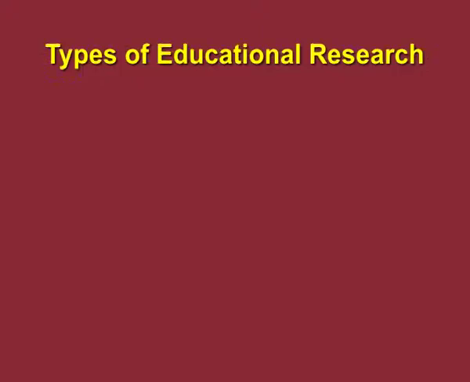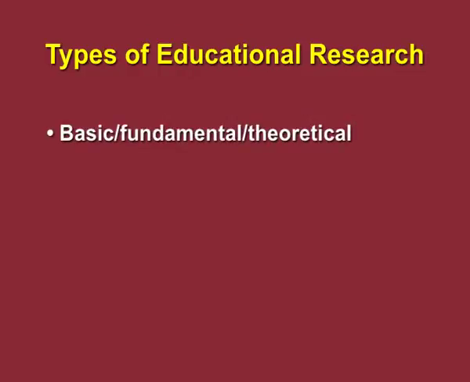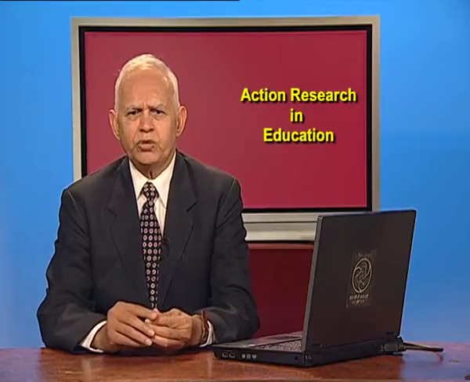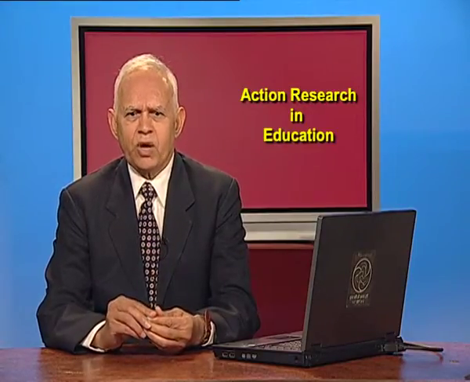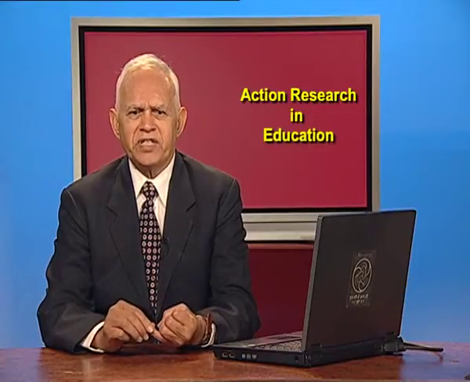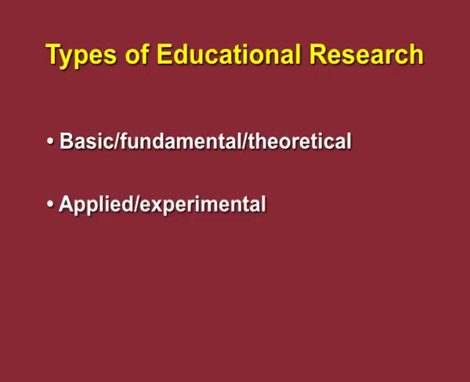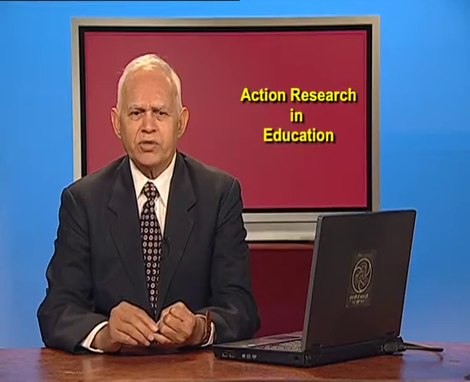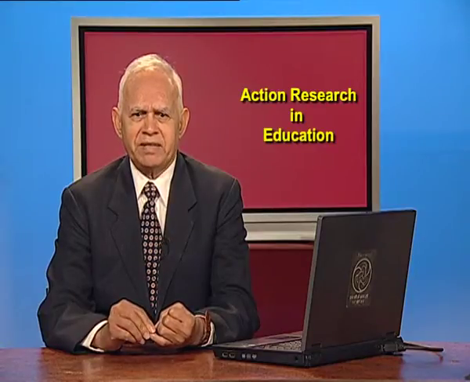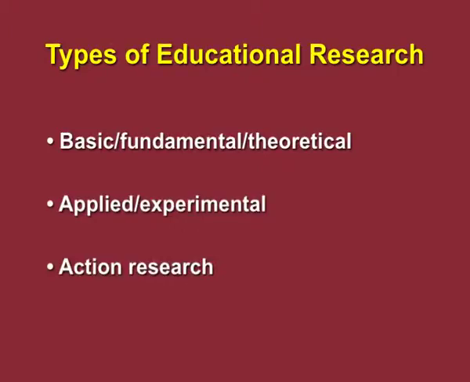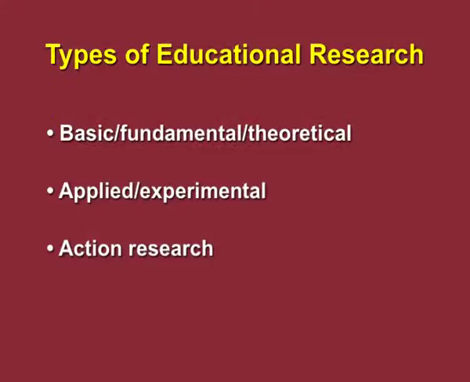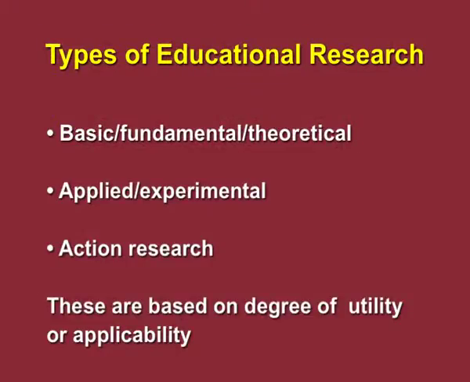Another way is that educational researches can be classified as basic research or fundamental research or theoretical research. All these three words can be used interchangeably. So, this is one type of research. The second type is applied research or experimental research. Either you say applied or you say experimental. The third type is action research, and all these three types of research can be differentiated on the basis of degree of utility or degree of applicability.